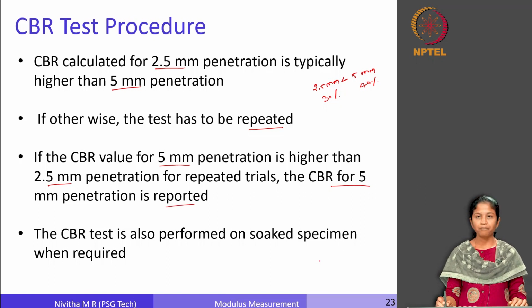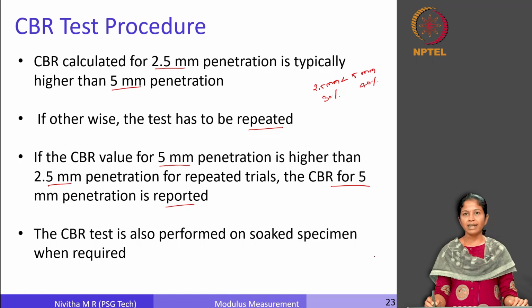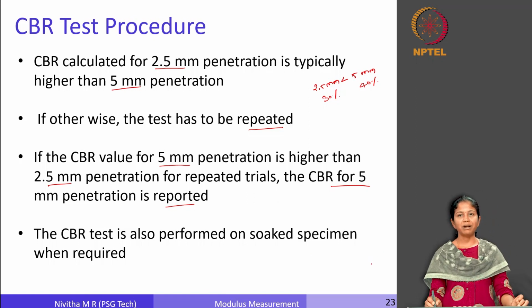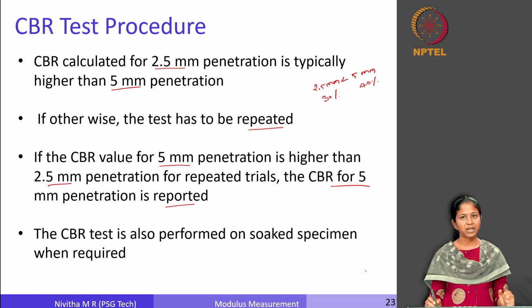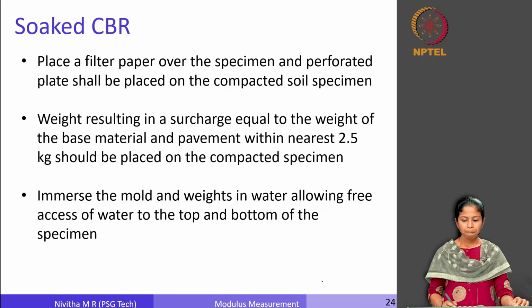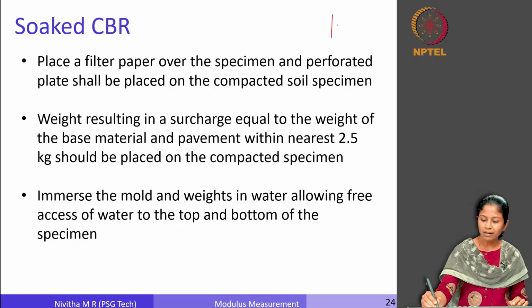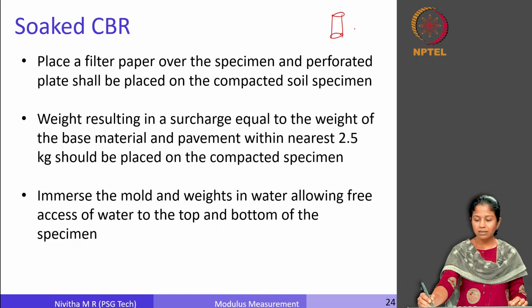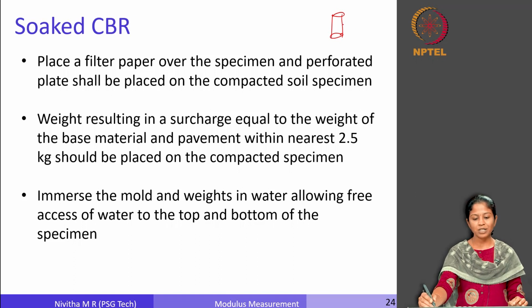can be reported, right. Now, the CBR test can also be performed on soaked specimen whenever it is required, because under the soaked condition the CBR is going to reduce substantially. So, when a case like that is required, we can also carry out the CBR test on soaked specimen. So, if we do the test on soaked specimen, what are the additional steps that are required to be performed, right. So, we compact the specimen. It could be an undisturbed specimen or it could be a remolded specimen. So, either way we prepare a compacted specimen.